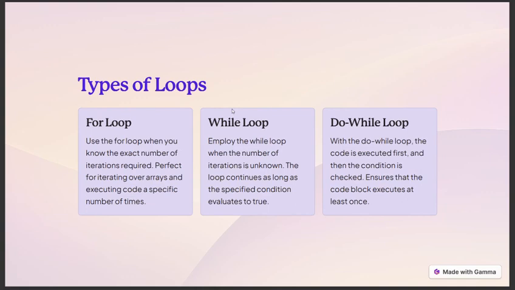While loop. While loop is used when you don't know the number of iteration. Here we check the condition. If it's true, then we execute the code. In do while loop, the code is executed first and the condition is checked. It ensures the code block works at least once.